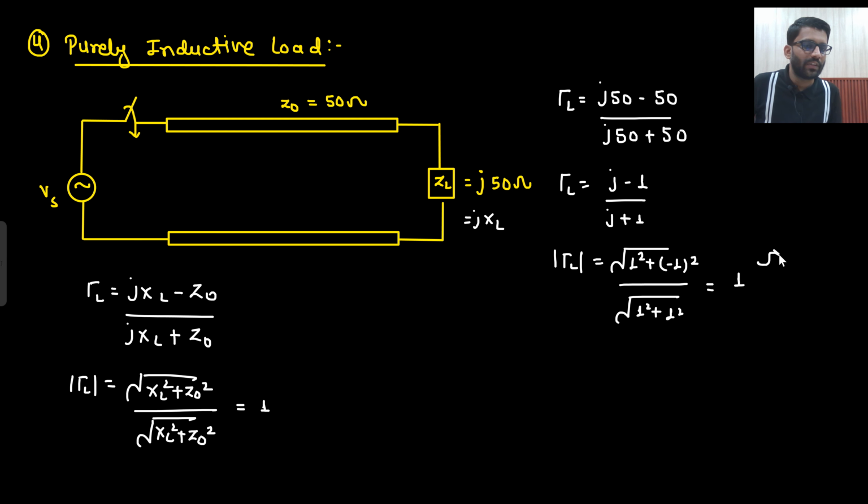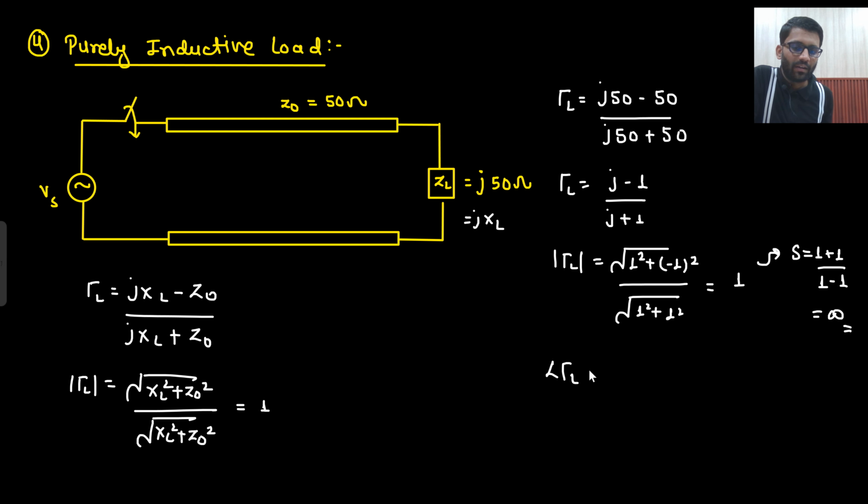If the magnitude is always 1, what will be your standing wave ratio? 1 plus 1 divided by 1 minus 1. The standing wave ratio will always be infinity. That means my V minimum will be 0. Another conclusion I have made: if my load is purely inductive, then certainly the magnitude of gamma L will be 1, my S will be equal to infinity, and my V minimum will be equal to 0, or I minimum will be equal to 0. But let's find out the angle now.